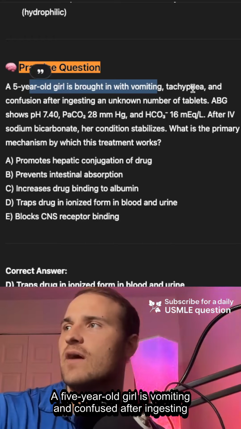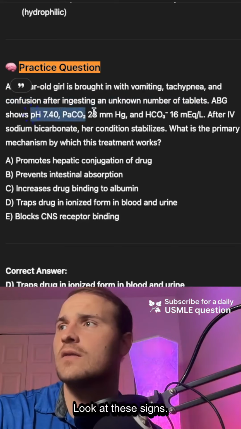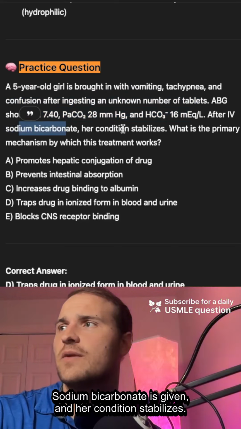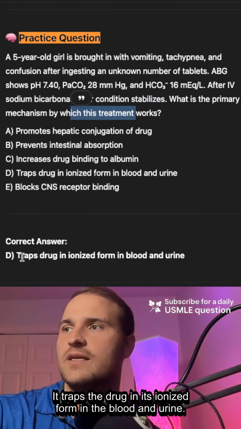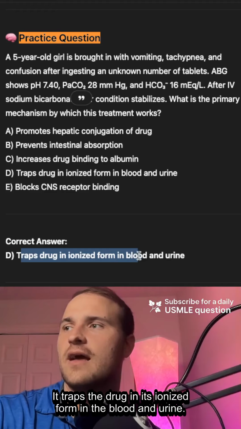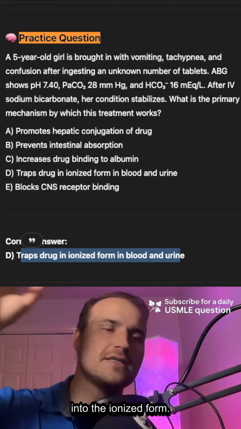A 5-year-old girl has vomiting, tachypnea, and confusion after she ingested a bunch of probably aspirin. Look at these signs. Sodium bicarbonate is given and her condition stabilizes. What's the mechanism? It's going to be trapping the drug in the ionized form in the blood and the urine. So we're going to shift that salicylic acid into the ionized form.